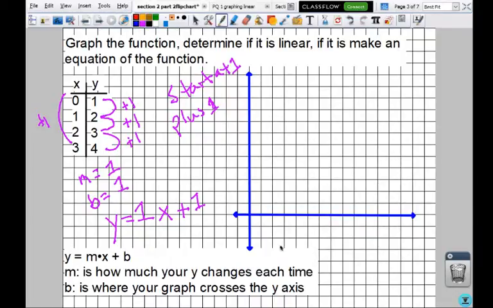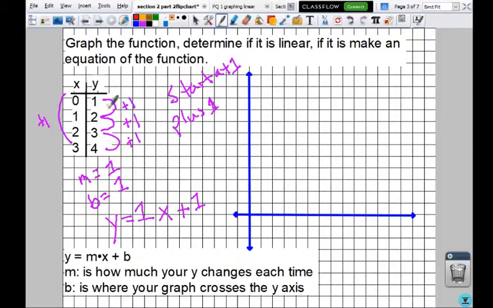And then our last part, we are going to graph this. So if I'm going to graph this, my x's go 0, 1, 2, 3. That's easy. My y's go 1, 2, 3, 4. Do I need to make my y's go by something other than 1? No, that's really easy. So I'm just going to graph it real quick.